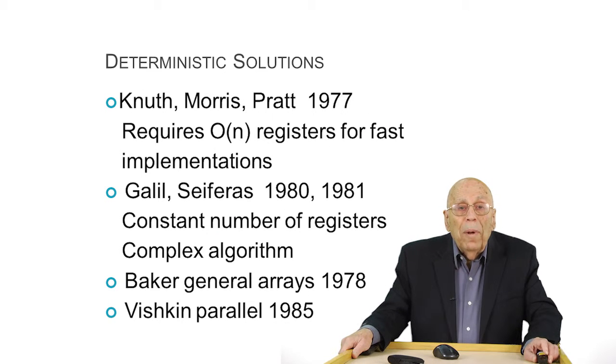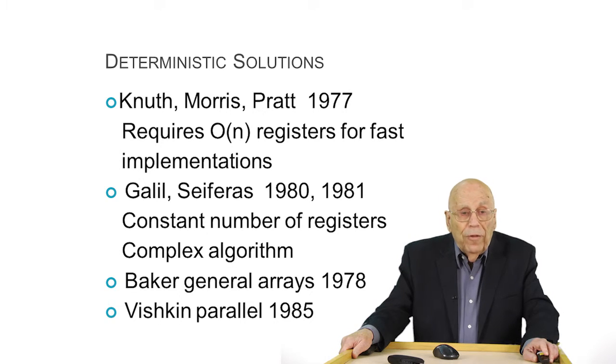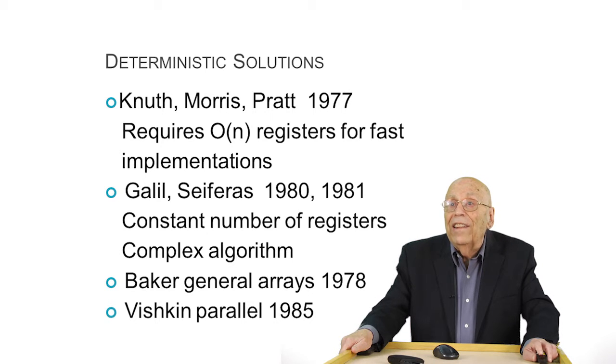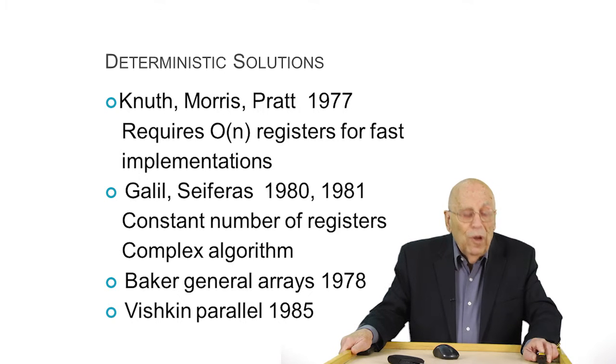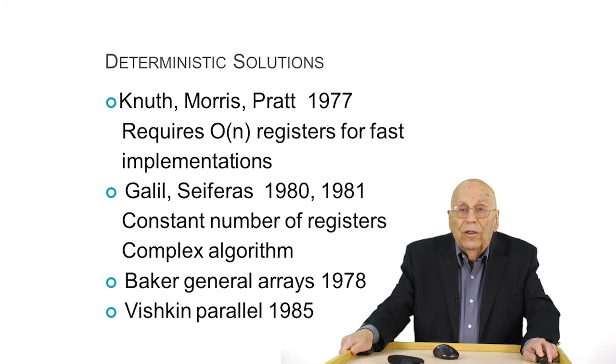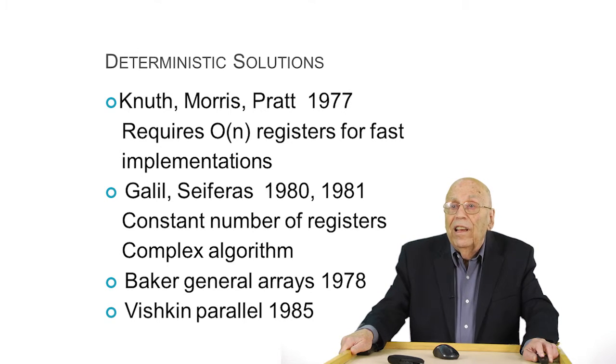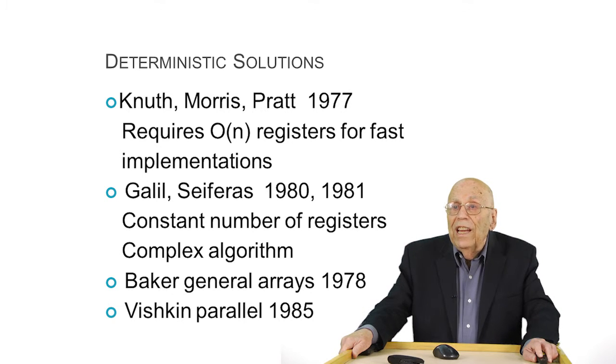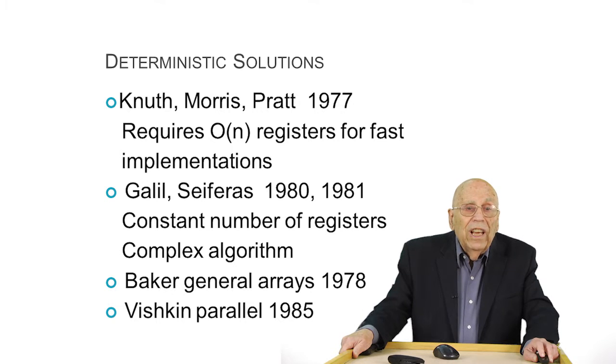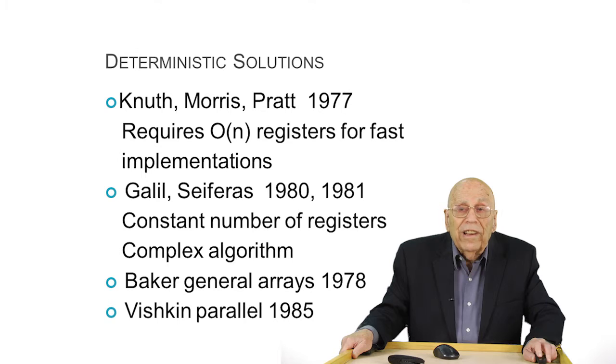Now, this problem already had a long, rich history. The first important result is due, not surprisingly, to Knuth, Morris, and Pratt in 1977. Just one example of the many outstanding and nice results due to our friend Knuth. And they gave a solution that required O(n) registers for fast implementation. As I mentioned before, in 1980 in Berkeley, Galil and Seiferas found a solution, published in 1981, which required just a constant number of registers. This was a deterministic solution and involved a complex algorithm.